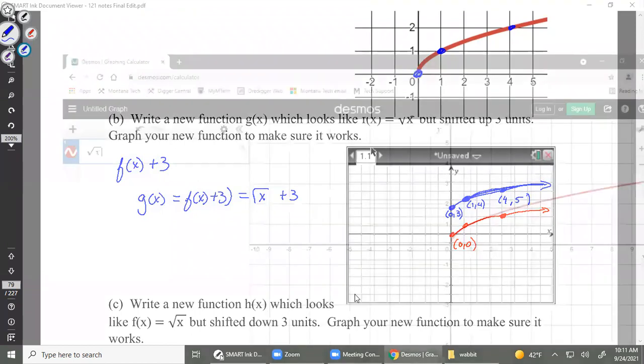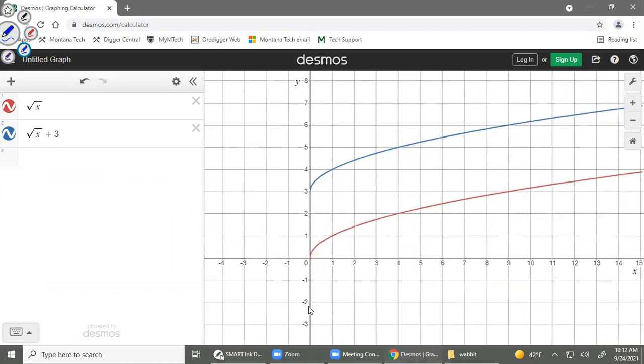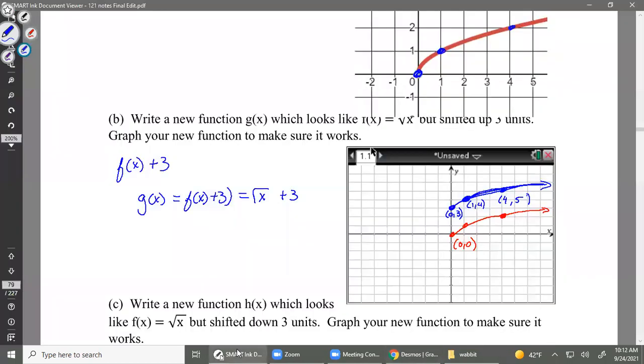I'm going to go into Desmos. I'm going to leave my original function. I'm going to type in my new function, and then I'm going to add 3. And it's been shifted up 3. And you can move it around so it's a little bit better view. So that worked. That did exactly what we wanted it to do. All right. Any questions about this?